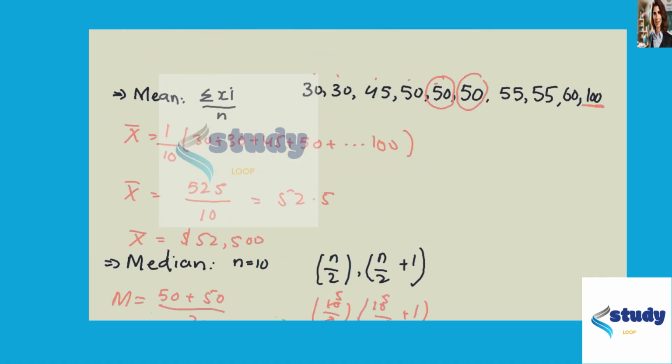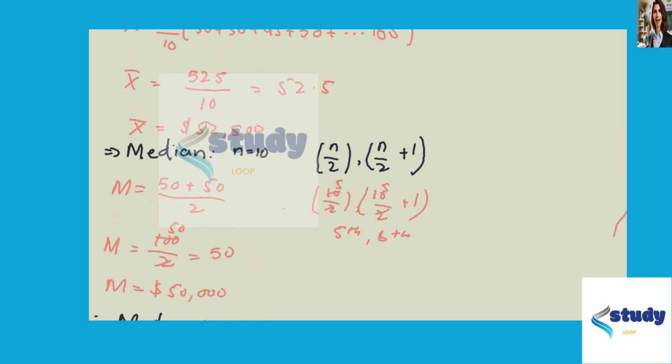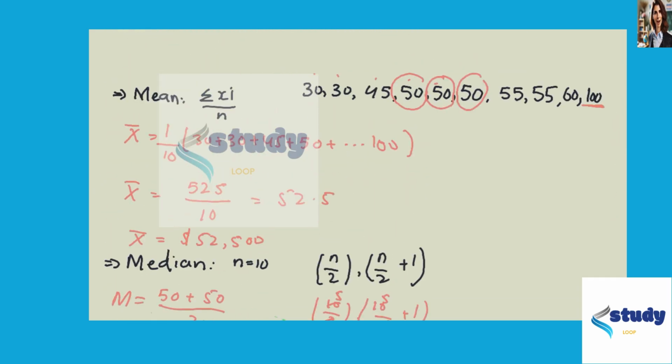And let's move to mode. The most repeated number here is 50, so the mode will be equals to $50,000. So as we can see here, that the mean increased by $22,500, but the median and the mode remains $50,000. So this is the difference between this one and the first observation.